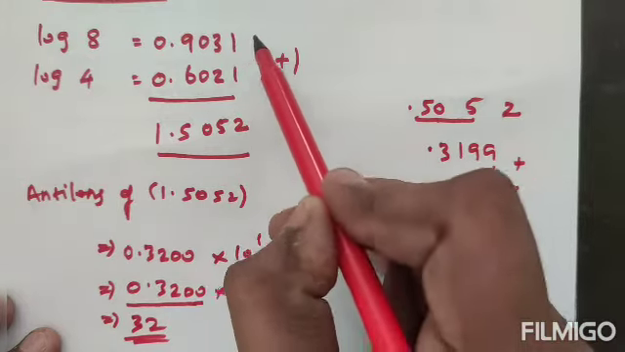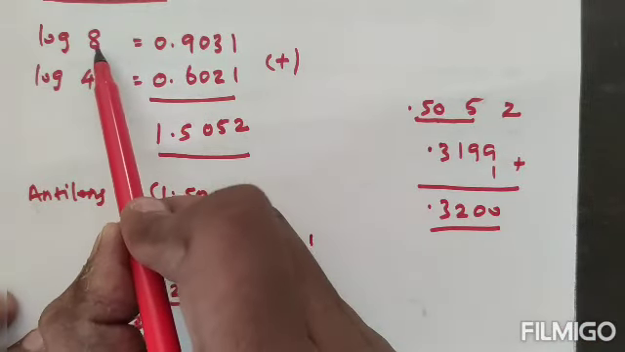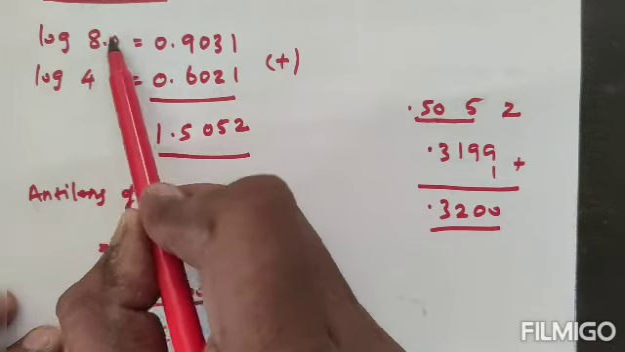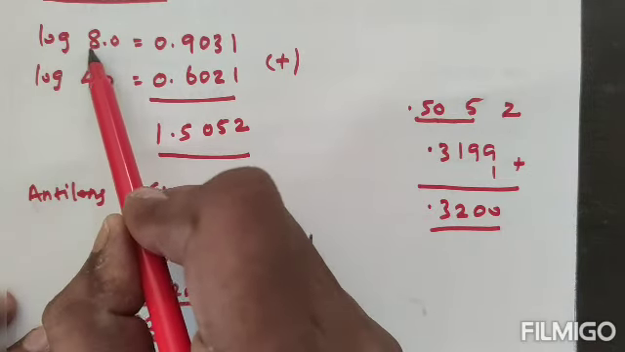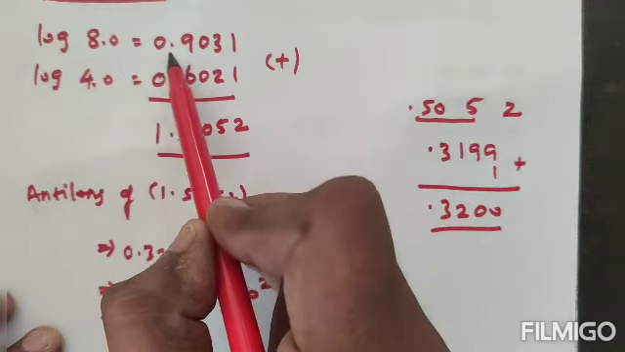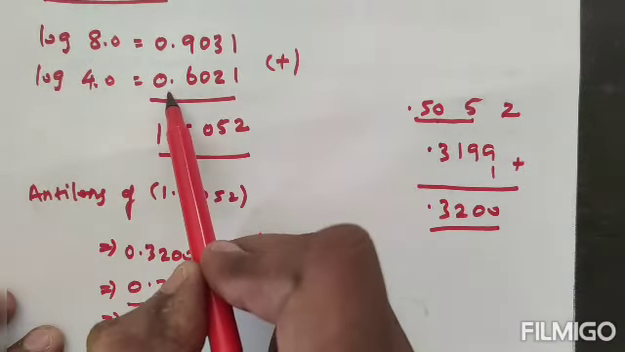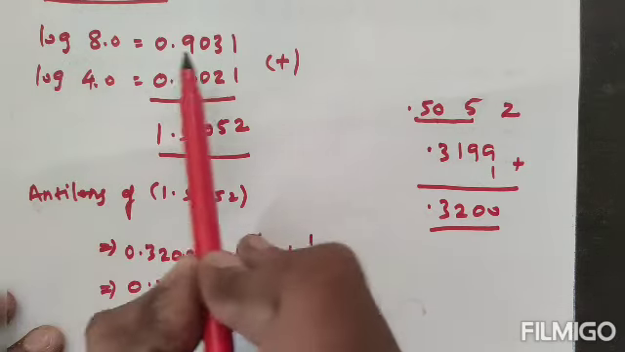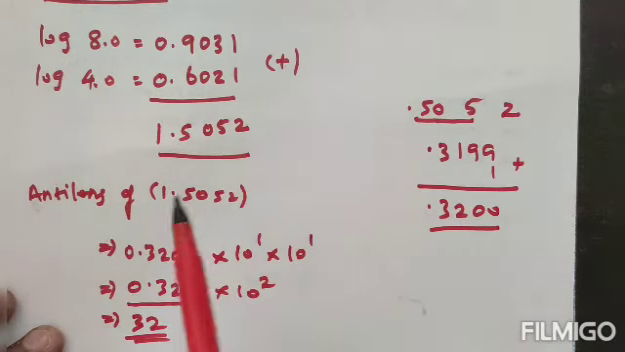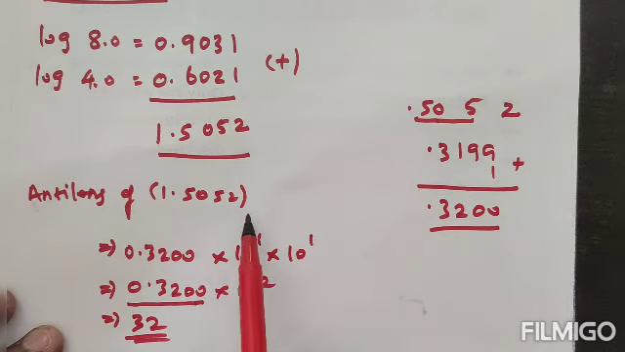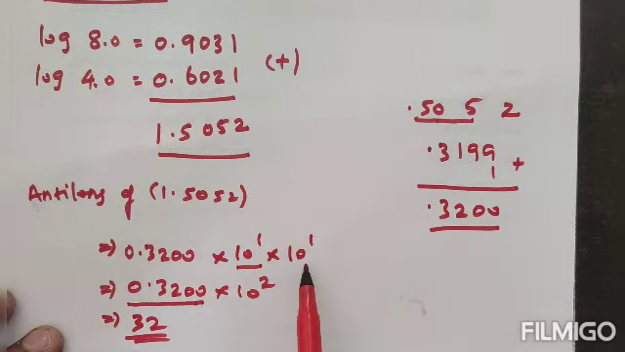Simply, first directly you can write before the decimal: 8 means 8.0, 4 means 4.0. Before the decimal a single digit is there, so you want to write 0. Same thing here. Directly note the log value of 8 and the log value of 4, then add. After that we find the anti-log value. Before the decimal 1 is there, so you write 10 power 1. In any problem, to find the anti-log we multiply with the 10 power 1.